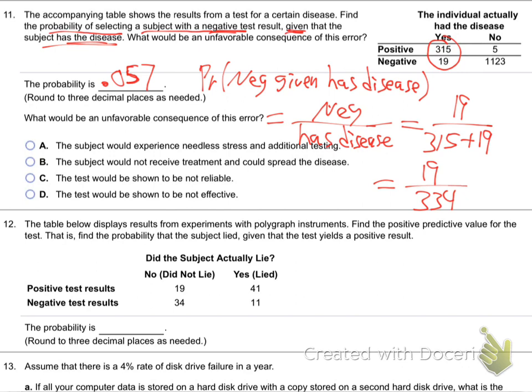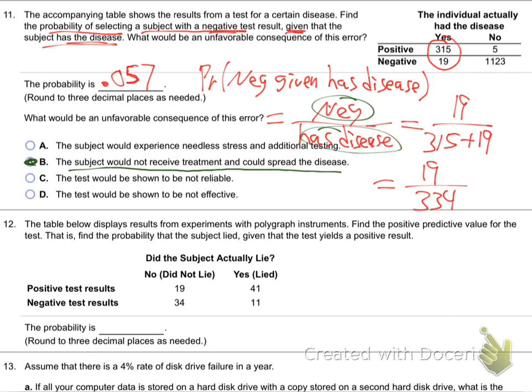What would be the unfavorable consequence of this error? Somebody could have been diagnosed with it. Remember, this person tested negative, but they've got the disease. Someone did not receive treatment and could spread it. Yeah, B, the subject would not receive treatment and could spread the disease. Yep, that's the problem, right? Plus, they could suffer from the disease.